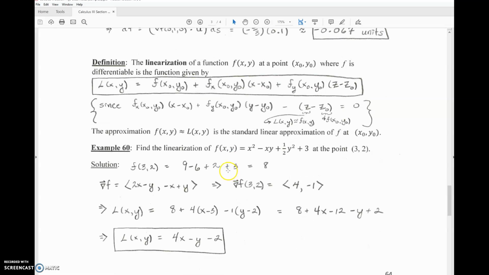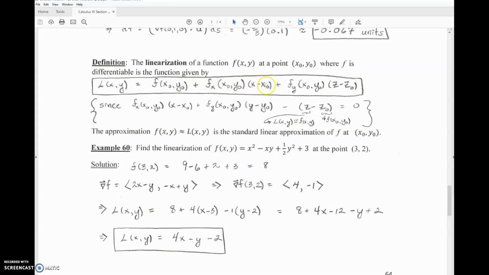Okay, similarly, we can do the linearization of a function. Instead of following the tangent line, we're going to follow the tangent plane. So the linearization of a function f of x, y at a point x naught, y naught, where f is differentiable, is given by the following. In other words, we're taking a function and approximating it with its tangent plane, only close to where it touches, but that's important to always think about. We're going to approximate the function f of x, y with the equation of its tangent plane.